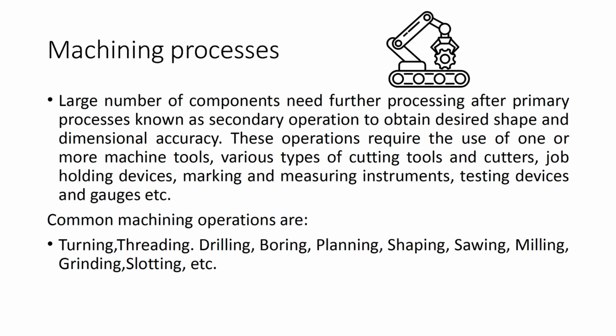Next up, we have machining processes. A large number of components need further processing after primary processes. This is known as a secondary operation to obtain desired shape and dimensional accuracy. These operations require the use of one or more machine tools, various types of cutting tools and cutters, job holding devices, and marking and measuring instruments. So what are these common machining operations? Well, they include turning, threading, drilling, boring, planing, shaping, sawing, milling, grinding, and slotting.